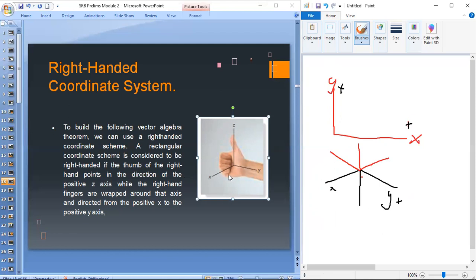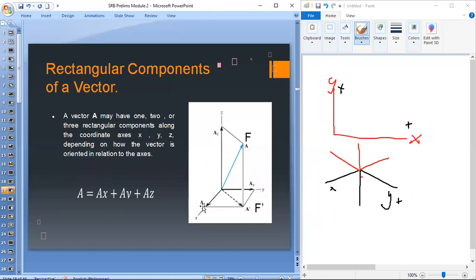Okay. So, try nyo lang mag-thumbs up dyan, then malaman nyo kung saan yung x and y mo and yung z, yung positive, negative mo, kung saan man. Okay? And then, summation of forces, same lang din, ang dagdag lang ay z.